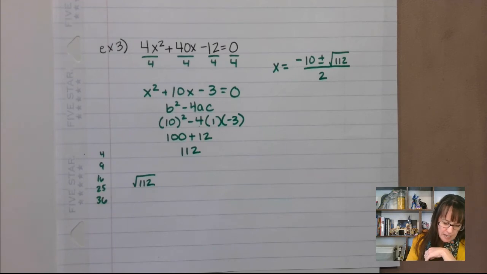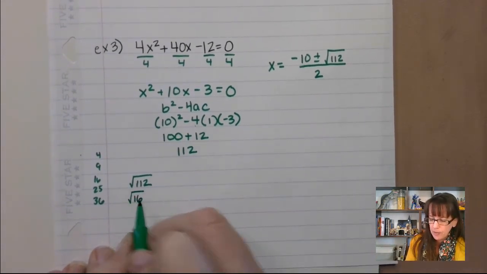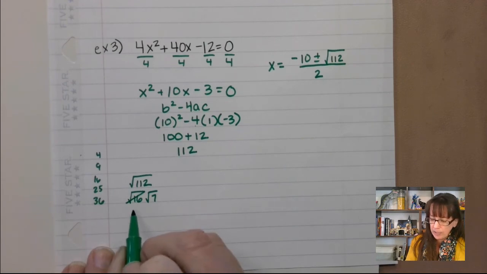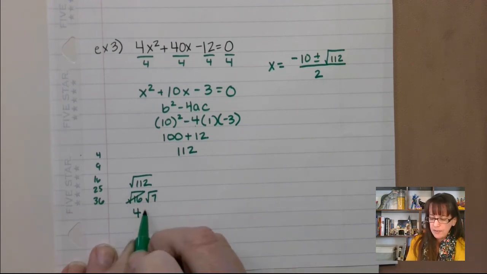112 divided by 9. No, that doesn't work. 112 divided by 16, and I get 7. Okay, 7 doesn't have another perfect square hidden in there, so I've chosen my largest one. Root 16, root 7. The square root of 16 is 4, and I encourage you to cross it out because I see a lot of kids accidentally bring down their radical. So the square root of 16 is 4, and then this is 7.